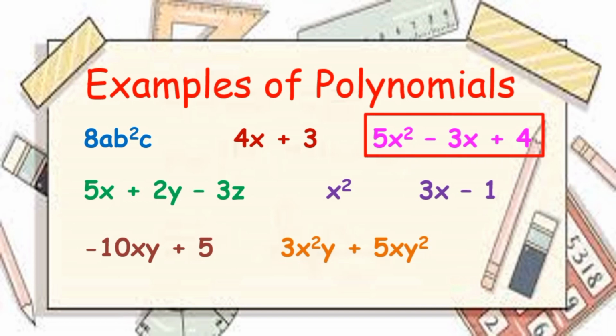Next is yung 5x squared minus 3x plus 4 and 5x plus 2y minus 3z is an example of trinomial because it has 3 terms. And if the given polynomial has more than 3 terms, that is classified as multinomial.